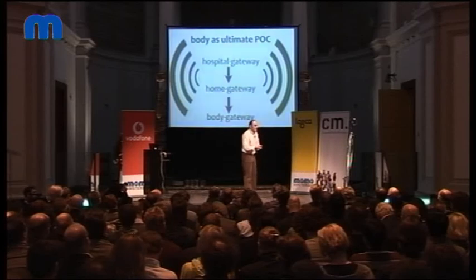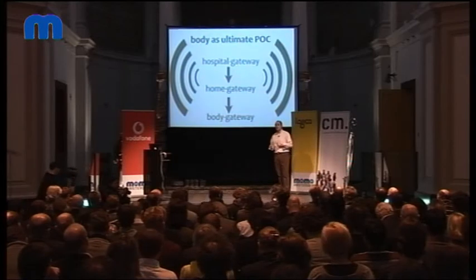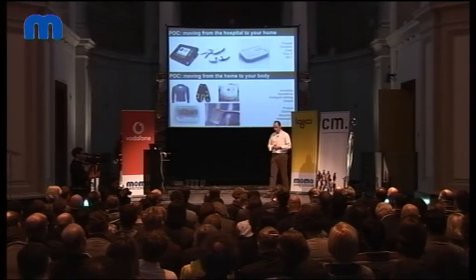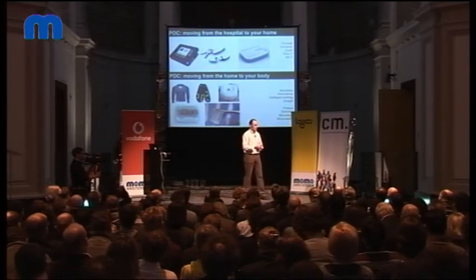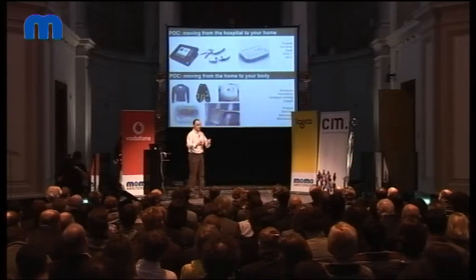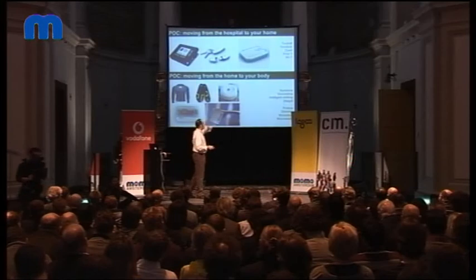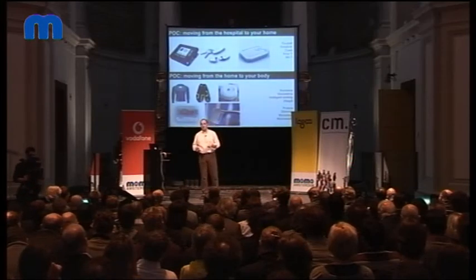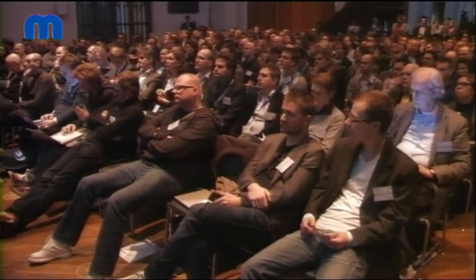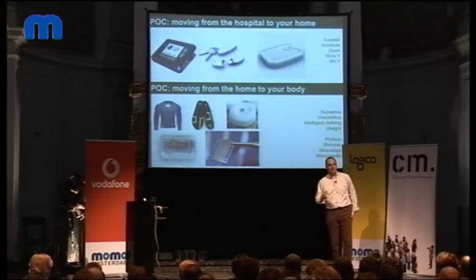Next trend, the body as ultimate point of care. We will be moving from a hospital gateway to a home gateway to a body gateway. And so first movement from the hospital to the home. You have the Tunstall example, you have the Vena Hub. They connect with different medical devices in your home and send it somewhere. You have the Zixel, that's a broadband router with extended functionality. It can interact with Zigbee, it can interact with Bluetooth medical devices. And I'm waiting for Xbox and Wii to do the same thing.